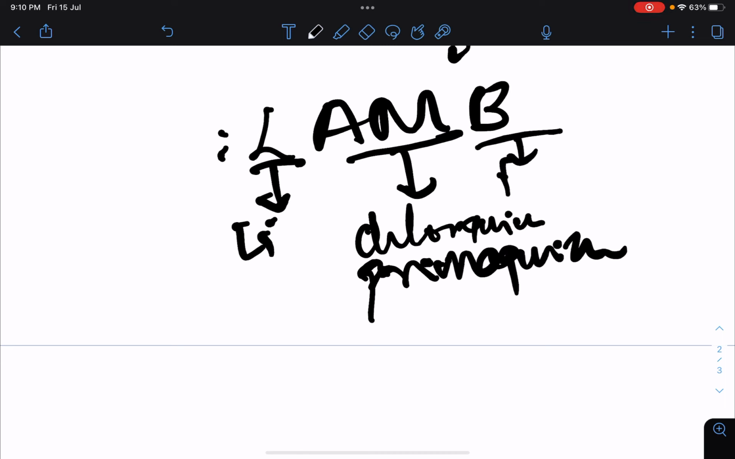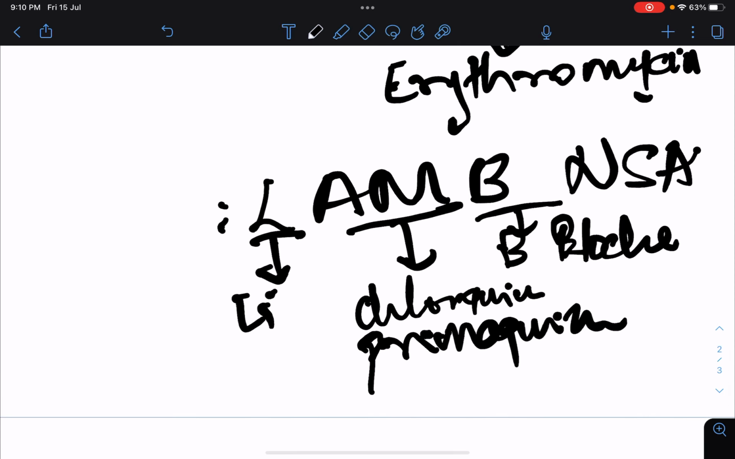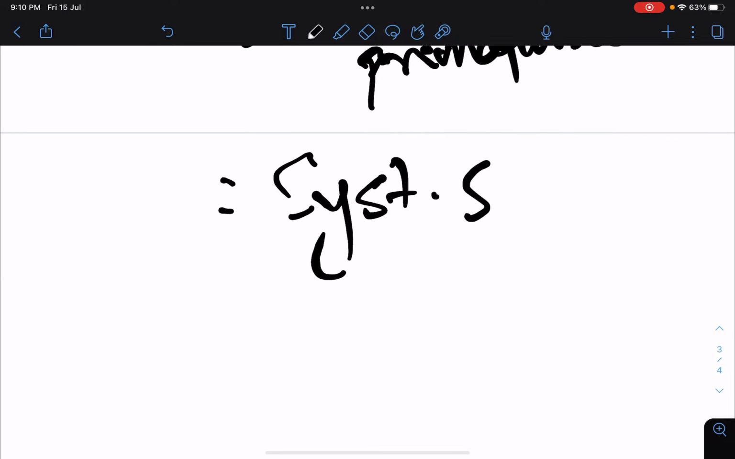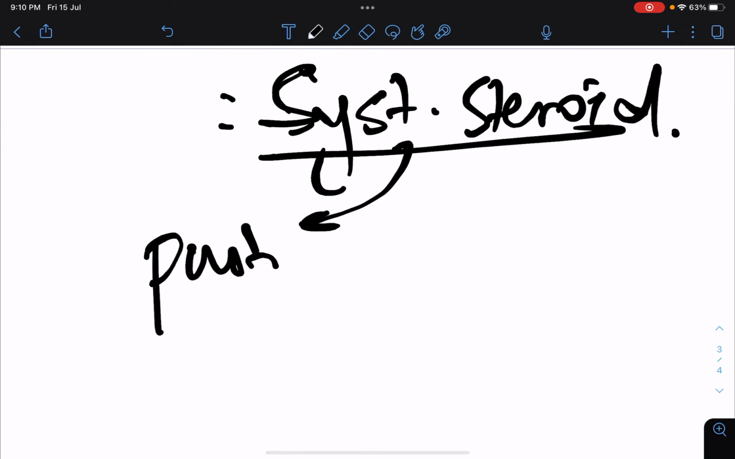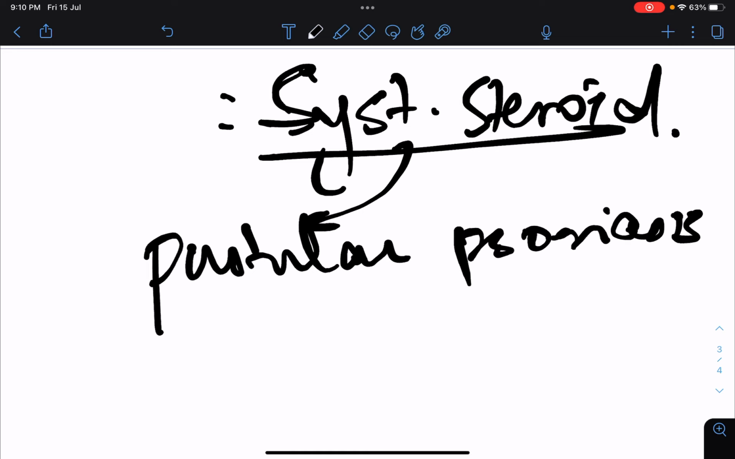And M is for beta blockers, and very important ones are NSAIDs. Some of the NSAIDs too could cause psoriasis, very important. And B is for systemic steroid, because there is a condition caused by systemic steroid, and that is pustular psoriasis. There are some people who take systemic steroids, and when you rapidly stop these steroids, you could have pustular psoriasis.